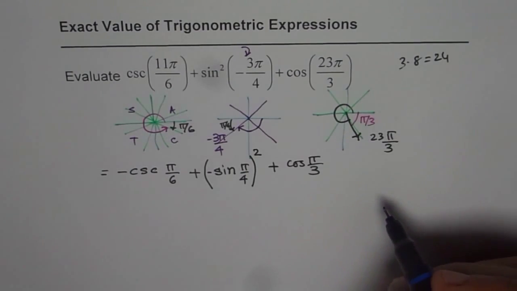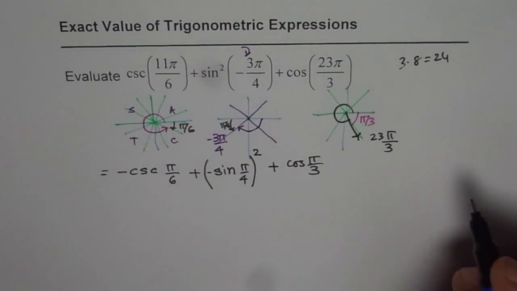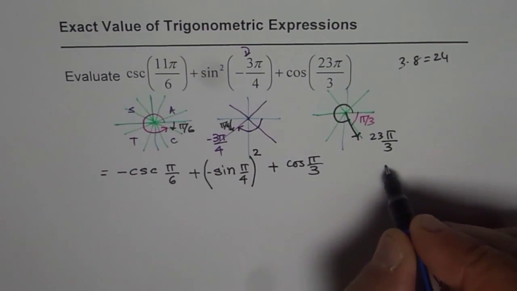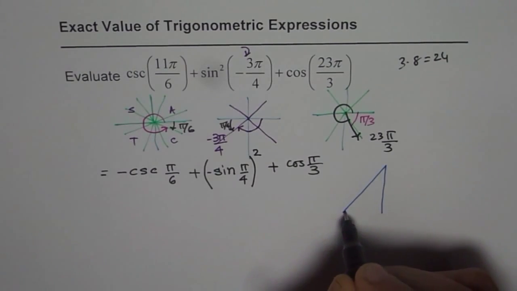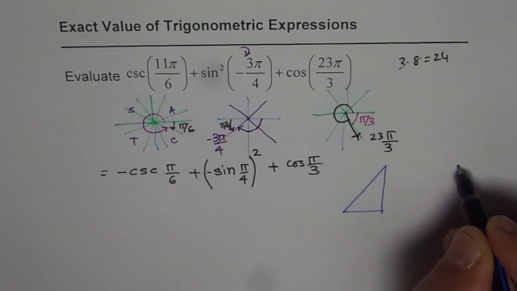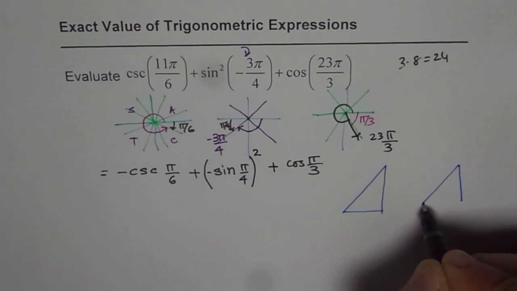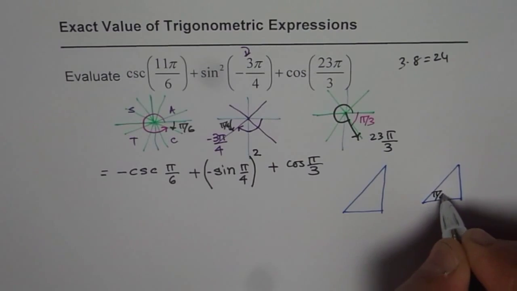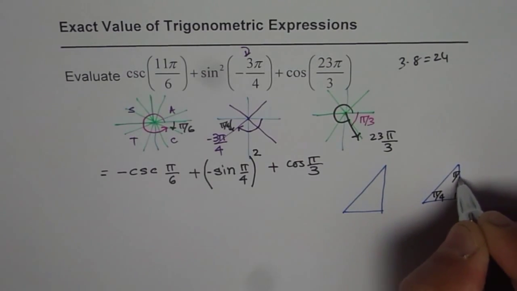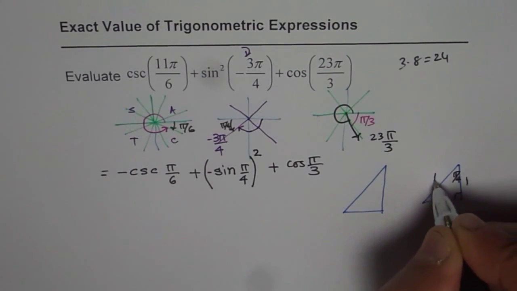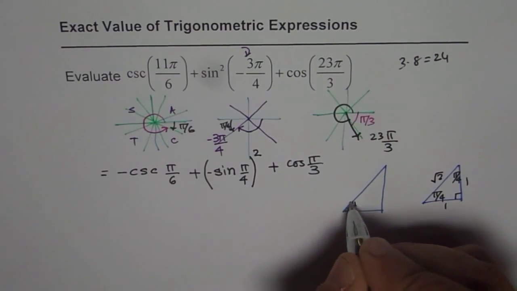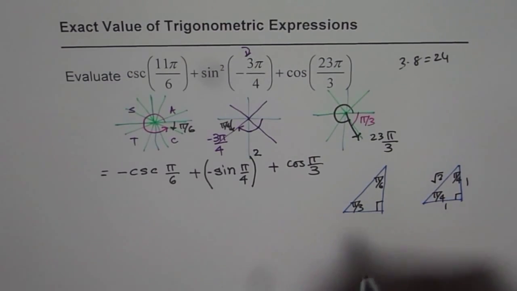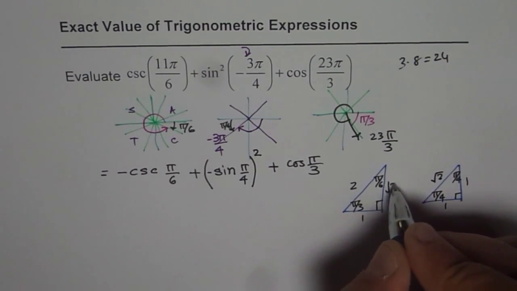The second step is we have to use our special triangles. So 2 special triangles are required. The special triangles are, as you know, pi by 4: in pi by 4 the sides are 1, 1, and square root 2. And then we have pi by 3, pi by 6, and pi by 2, with sides 1, 2, and square root of 3.